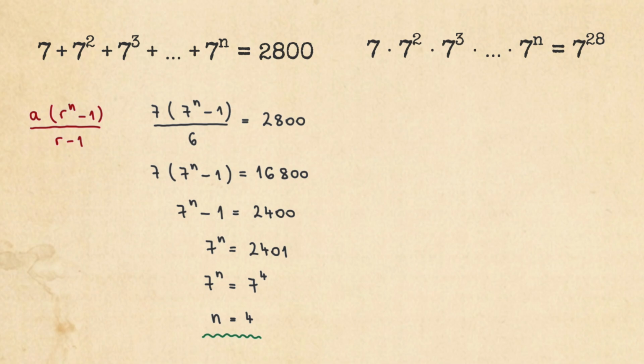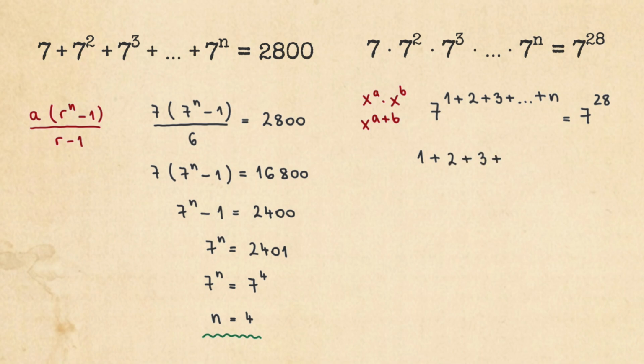Now let's move on to the second equation. When we multiply powers with the same base, we add their exponents. Since the bases are both 7, we can focus entirely on the exponents. To find the sum of numbers from 1 to n, we use the Gauss sum formula.